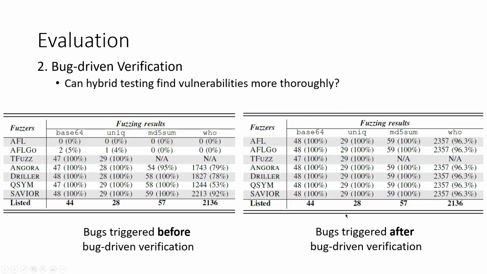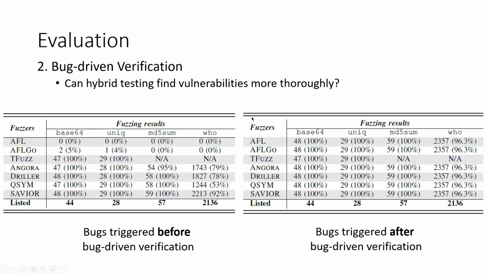Then the next one is the verification. So they just want to see if they can find more vulnerabilities. So the left table is the number of bugs that are triggered before they do this verification method, and then the right table is when they actually use the bug-driven verification method.